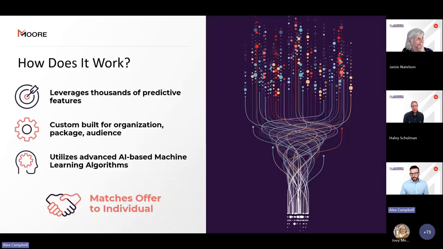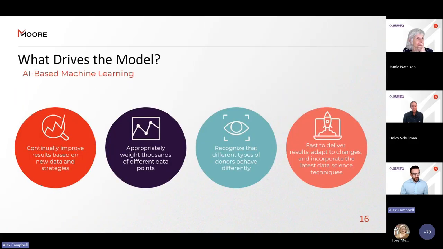Data is driving everything. All of these models are custom built for organization, package, and audience. When we talk about offer assignment models, every single time it's going to be a combination of many models that go into generating donor predictions. It's a very consultative process, again requiring deep understanding of strategy, creative, and goals. And we're utilizing advanced AI-based machine learning algorithms to drive the models. These models will continually improve based on new data and strategies.